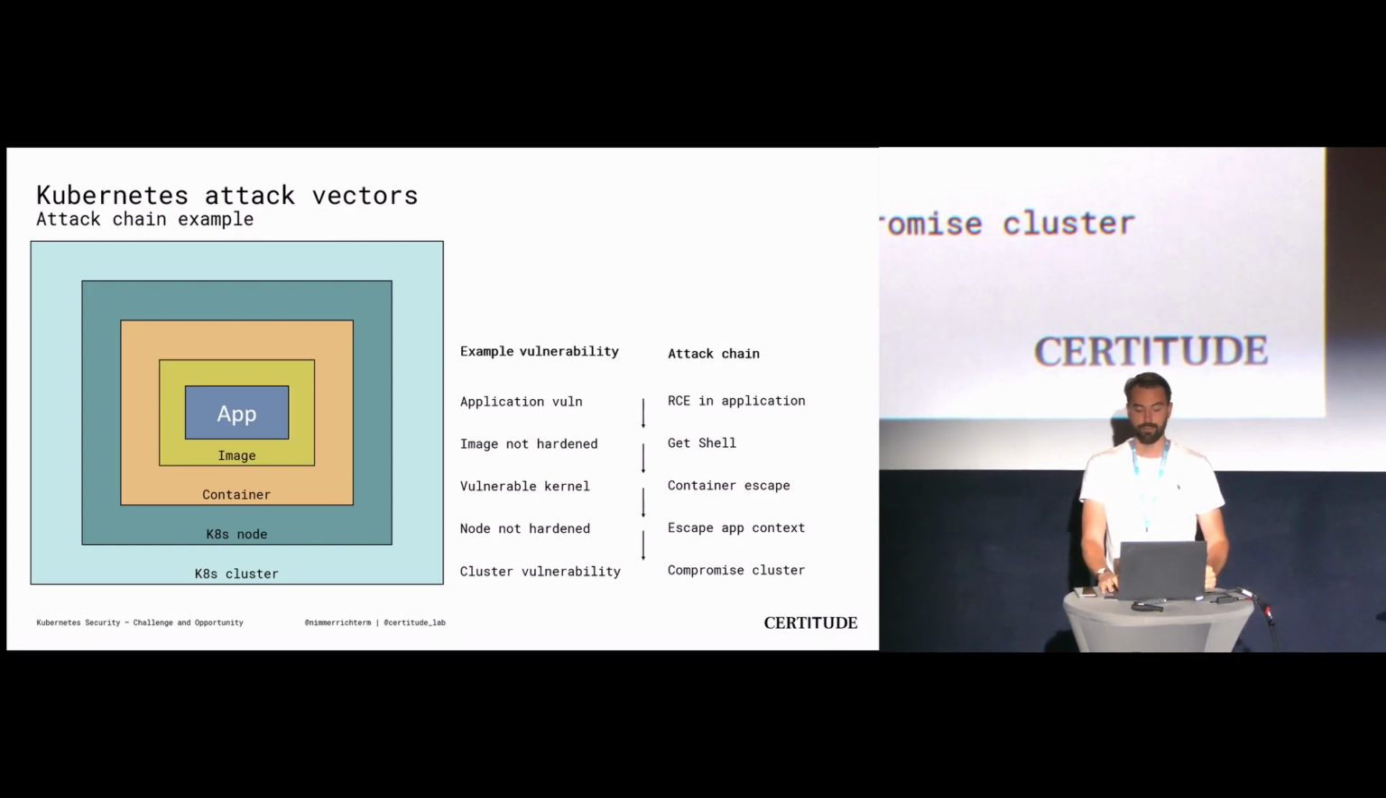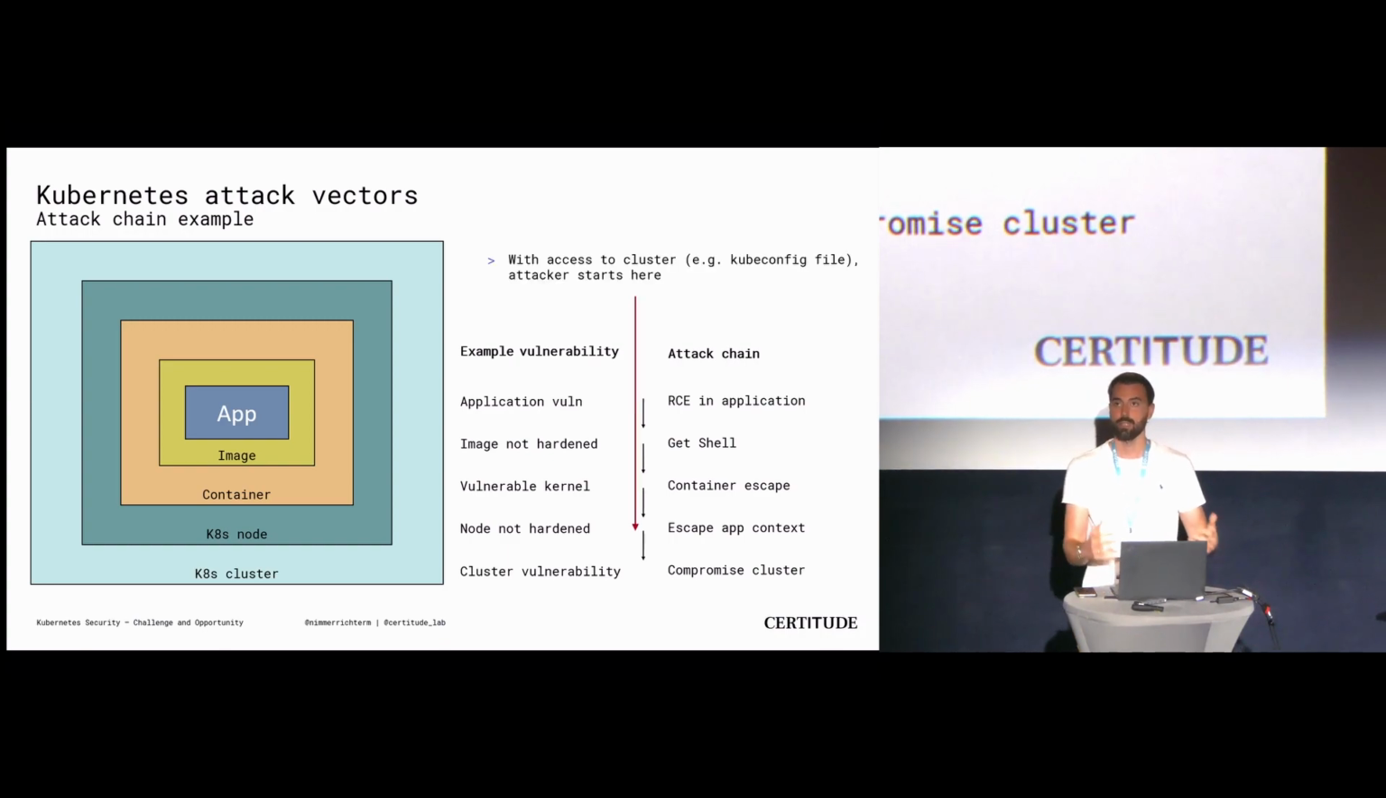Of course, if the attacker has some level of access already because he compromised a dev PC, for example, and got access to a kubeconfig file, the attacker can skip most of the steps and already start with breaking out of a namespace or something like that.